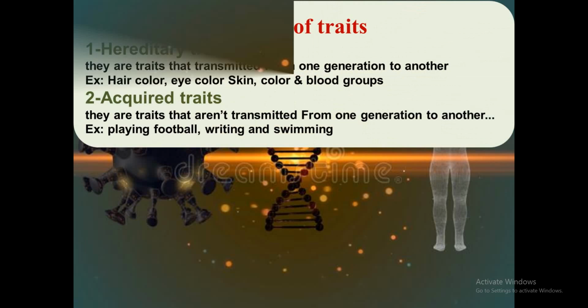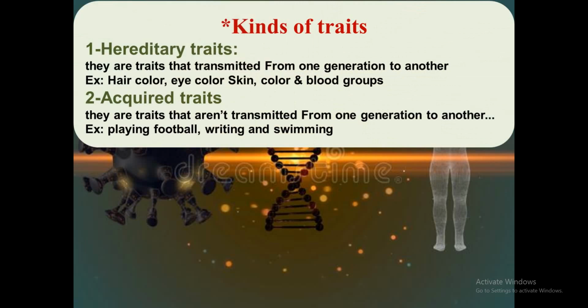We have two kinds of traits, which are number 1, hereditary traits. What's meant by hereditary traits? They are traits that are transmitted from one generation to another, like hair color, eye color, skin color, and blood groups. Number 2, acquired traits. They are traits that aren't transmitted from one generation to another, such as playing football, reading, and swimming.